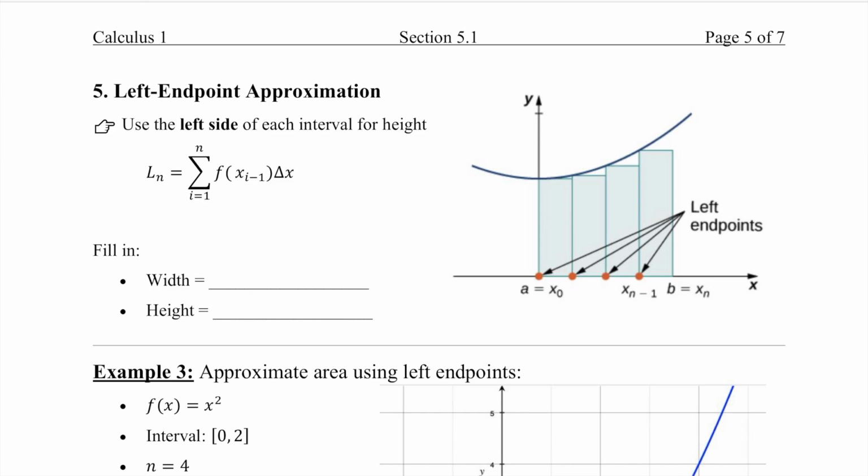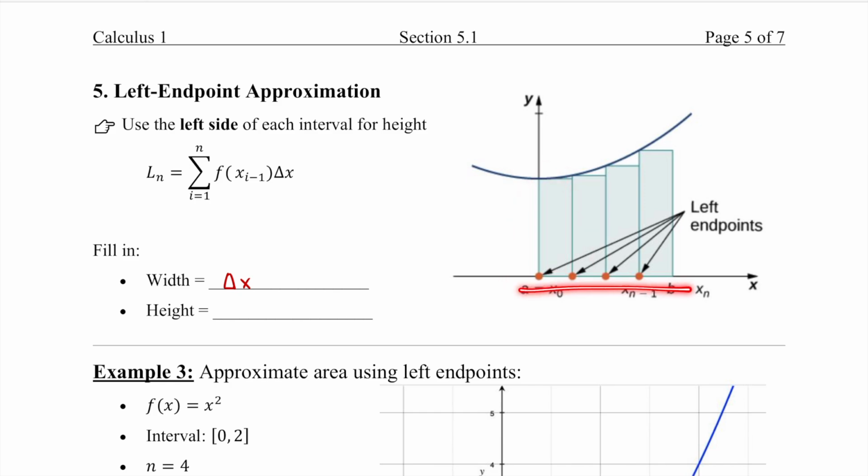The area of the first rectangle is width times length. The area of the second rectangle is width times length. The area of the third rectangle is width times length. The area of the fourth rectangle is width times length. So the widths are the same, which is delta x. Now, how do we find the length of each rectangle?